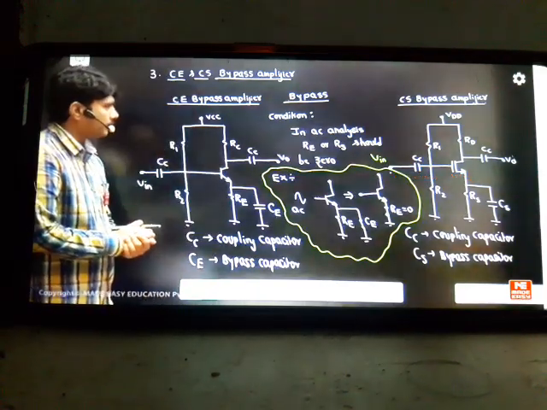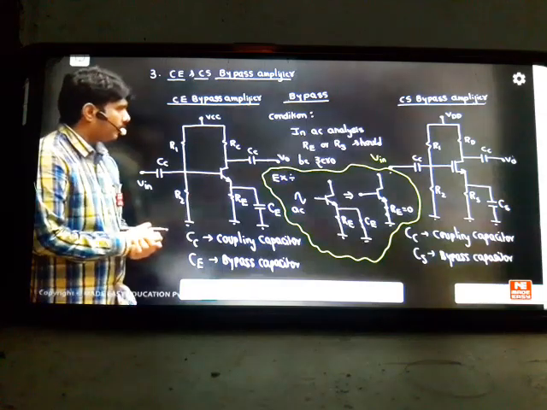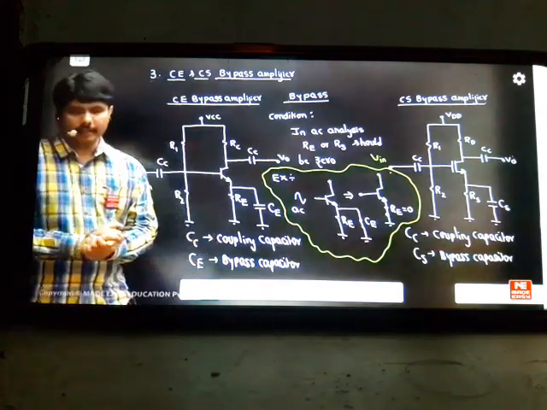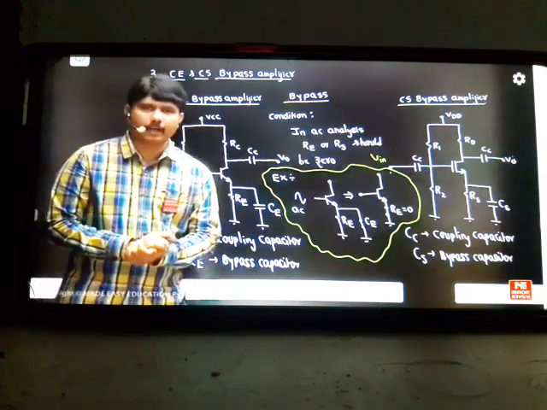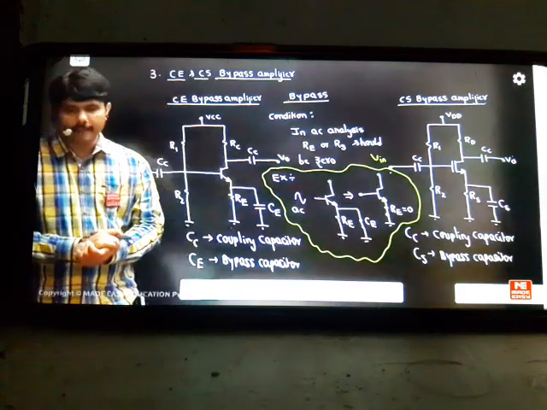If you complete up to here, a student has got a small piece of information. What do you mean by bypass? This is the bypass condition: RE or RS should be 0 for AC analysis. That is the primary requirement. That can be done by keeping a capacitor in parallel with RE and RS. So these are called bypass circuits.